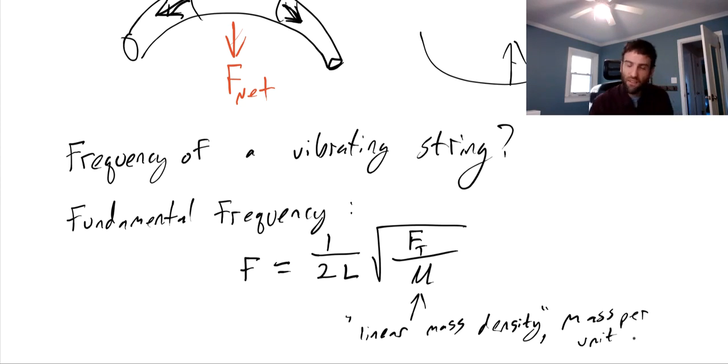So a string that has a certain thickness made out of a certain substance will weigh a certain number of kilograms per meter, for instance. And that kind of measurement is what I mean by this linear mass density. Linear because it's a measure of mass per length, not mass per volume, per unit length.